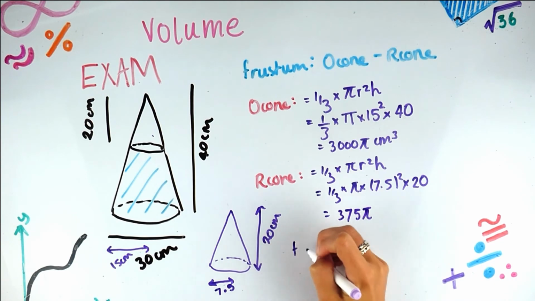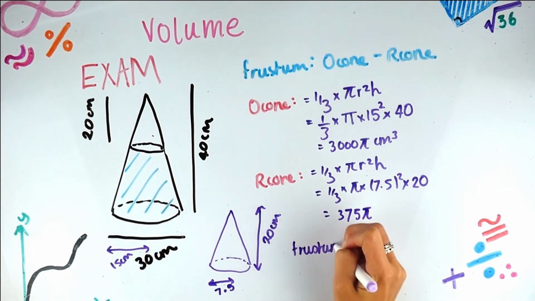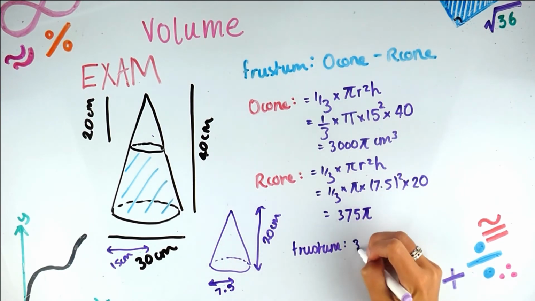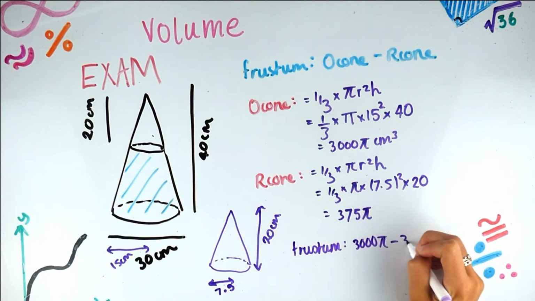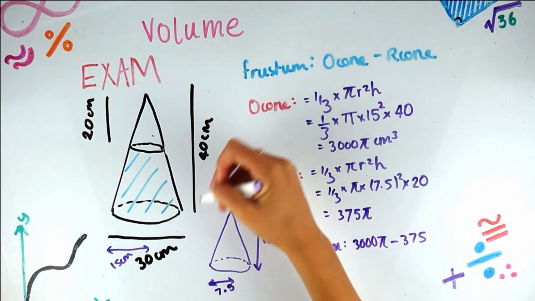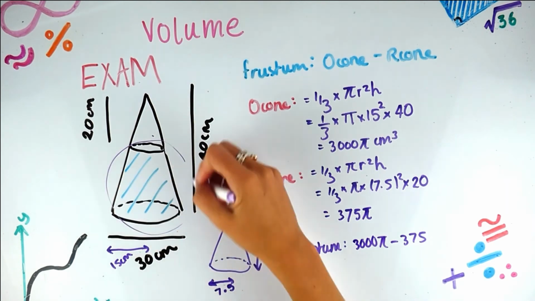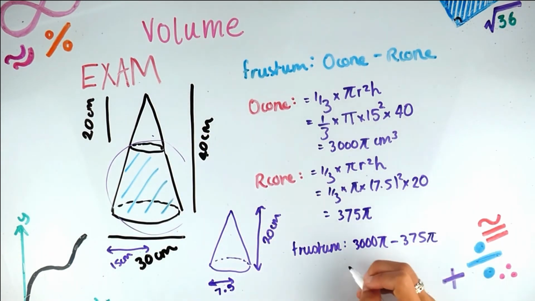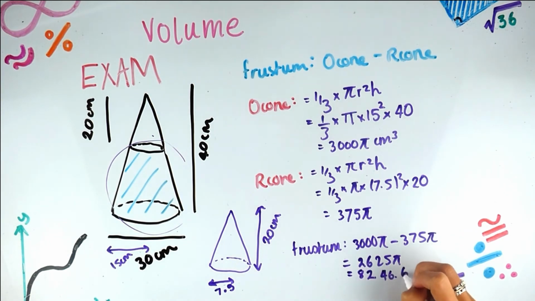So now if we want the frustum, oh stupid word, we take the original cone, so 3000 pi, subtract the removed cone, this whole cone, subtract this cone, we're left with this volume. And that gives us 2625 pi, which is 8246.68 centimetres, and then don't forget the cubed.